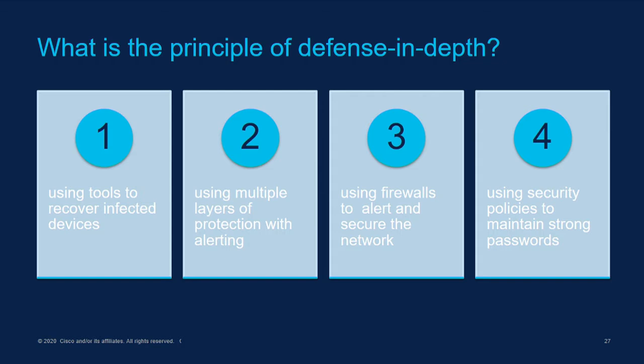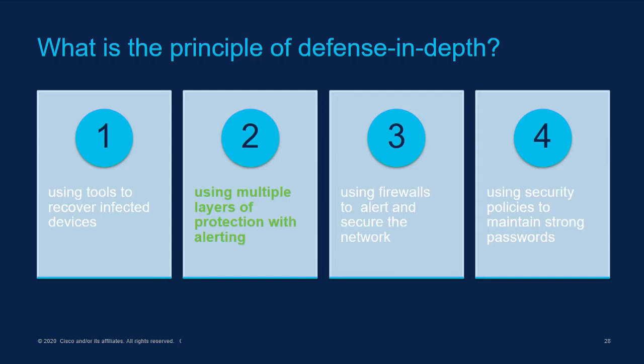So using firewalls to alert and secure the network, maybe. Using multiple layers of protection with alerting, more likely. And using tools to recover infected devices, I'm sure there's a parallel track, but it wouldn't be the first thing you do. So let's look at what the response is here. Next slide, or build. Of course, option two would be the way you would go about this: using multiple layers of protection with alerting. This is an example of some of the questions that might be on the exam. They might be more detailed, with a bigger scenario involved. Next slide, please.